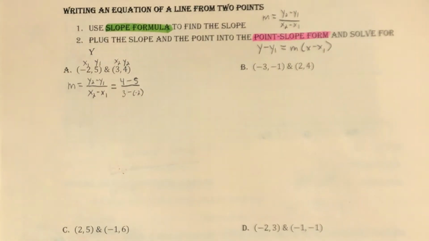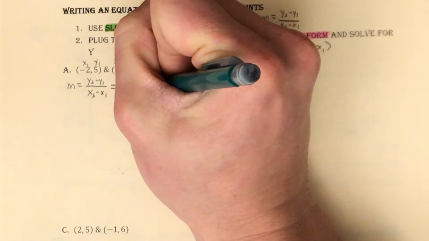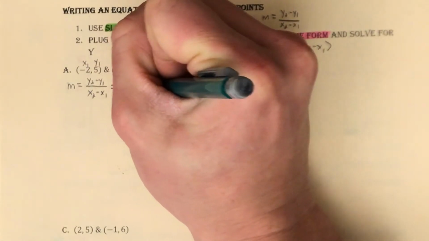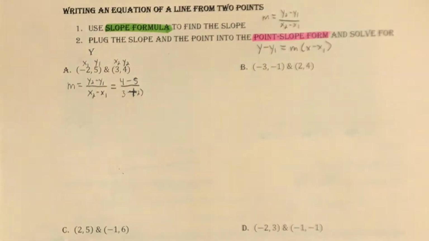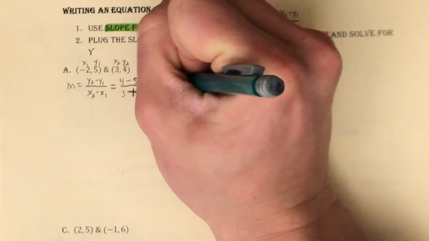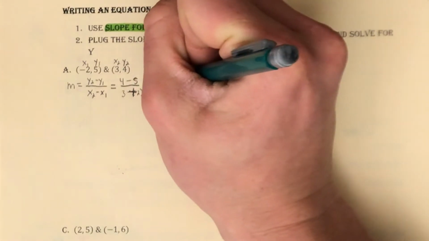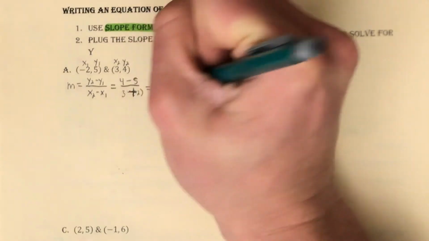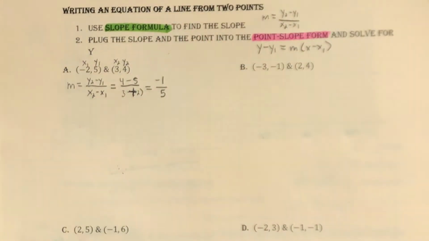So again, here we want to get rid of any double negatives. I see I have a double negative here, so I'm going to make that a plus sign. So really, instead of 3 minus -2, I have 3 plus 2. And then I need to do the math. On the top, I have 4 minus 5, which is -1, over 3 plus 2, which is 5. So -1/5 is my slope.